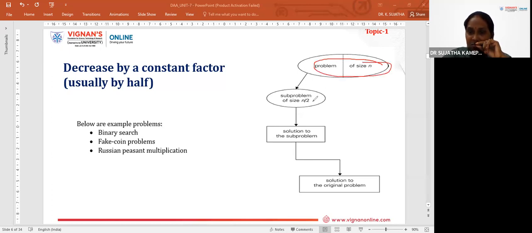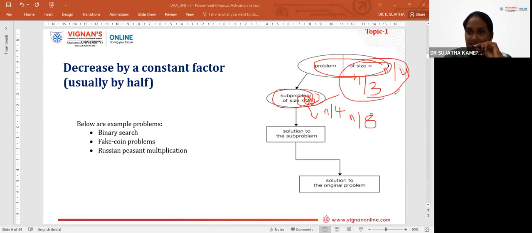In the first iteration, you divide your problem by 2, so the size of your problem becomes n by 2. You are dividing the problem size by a constant factor 2. In the next iteration, it is again divided by 2, so the size becomes n by 4. In the next iteration, it becomes n by 8. Like that, over different iterations, your problem size is reduced by a constant factor. In some cases, we can take that factor as 3 or 4 directly, but these are rare cases.